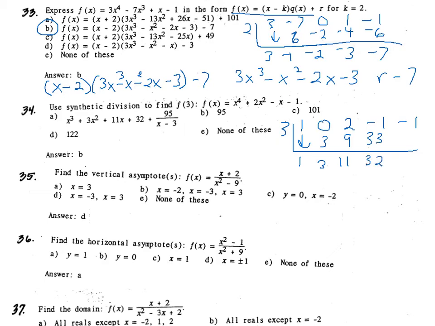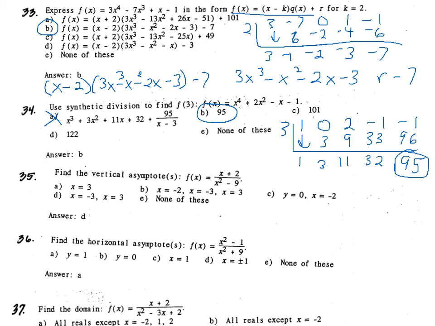And 3 times 32 would be 96. So the last number is always your solution. So 95 is our answer for f of 3. We don't want to use a because we're not finding the quotient. We're finding what you would get if you actually took 3 and plugged it in.